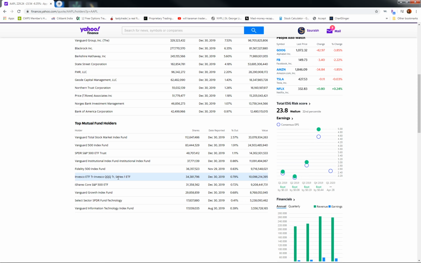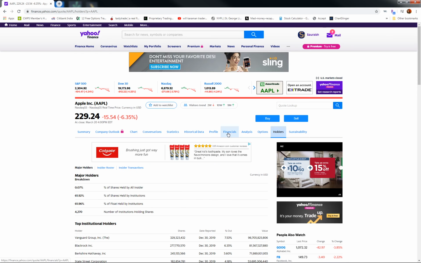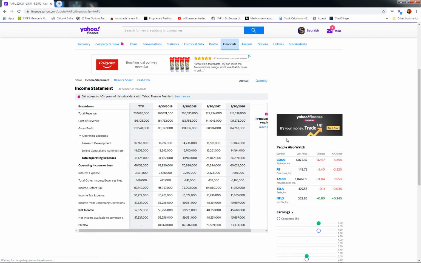The second thing I like to go over is the financials. To me, that's more important than anything else. Before I even dig deep into this boring stuff, and you don't have to be an accountant, I'm not an accountant, you just need to look at the key important information.